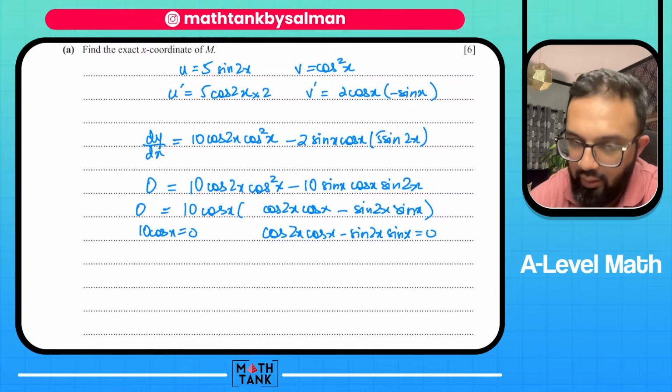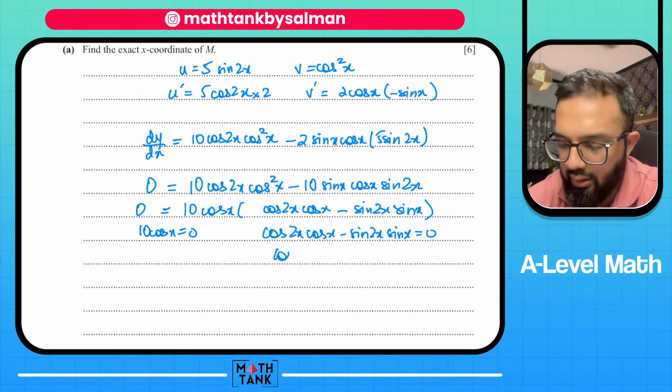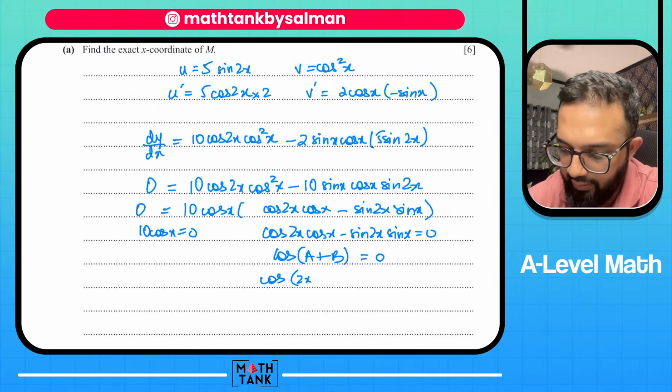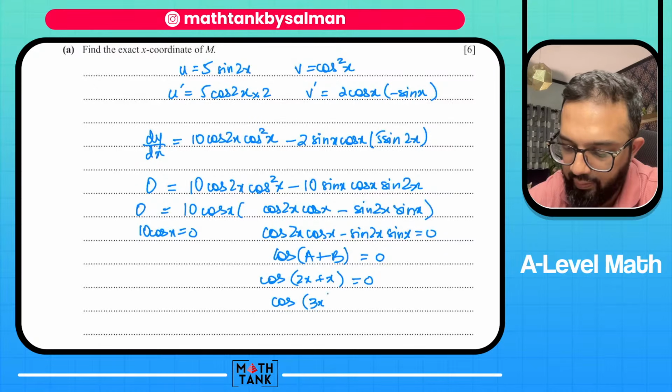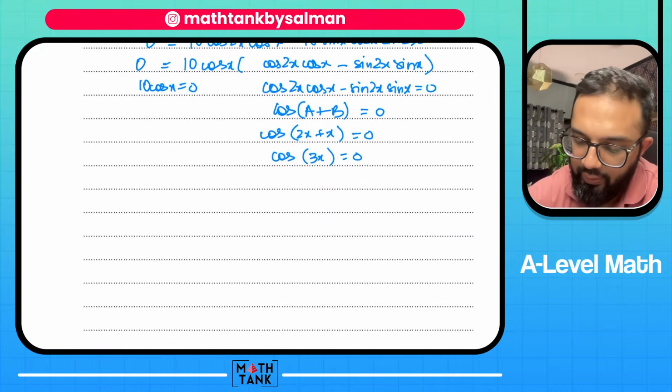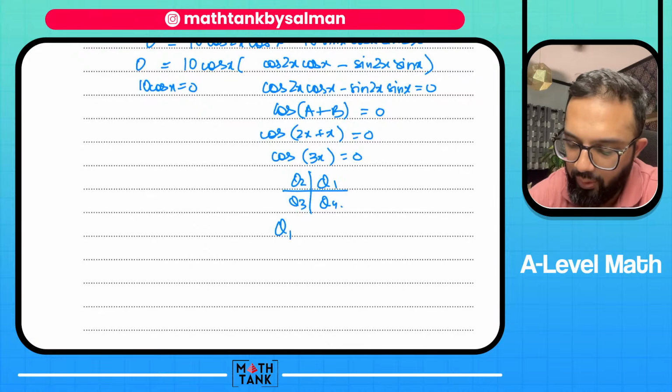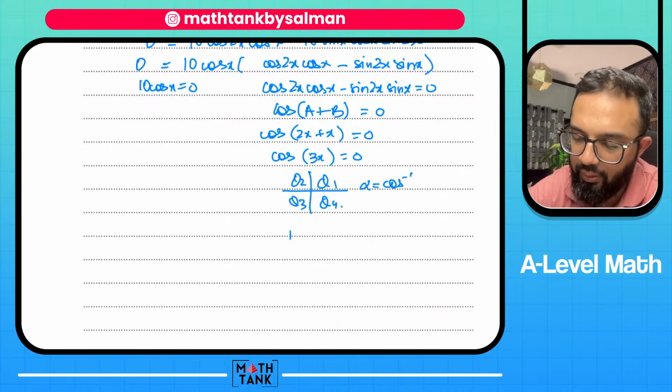Okay, I see the identity cos a plus b here. So it's going to become cos 2x plus x. That gives me cos 3x. When is cos 0? It's 0 in all four quadrants. So 1, 2, 3, 4. So quadrant 1, alpha is equals to cos inverse 0 is pi over 2.